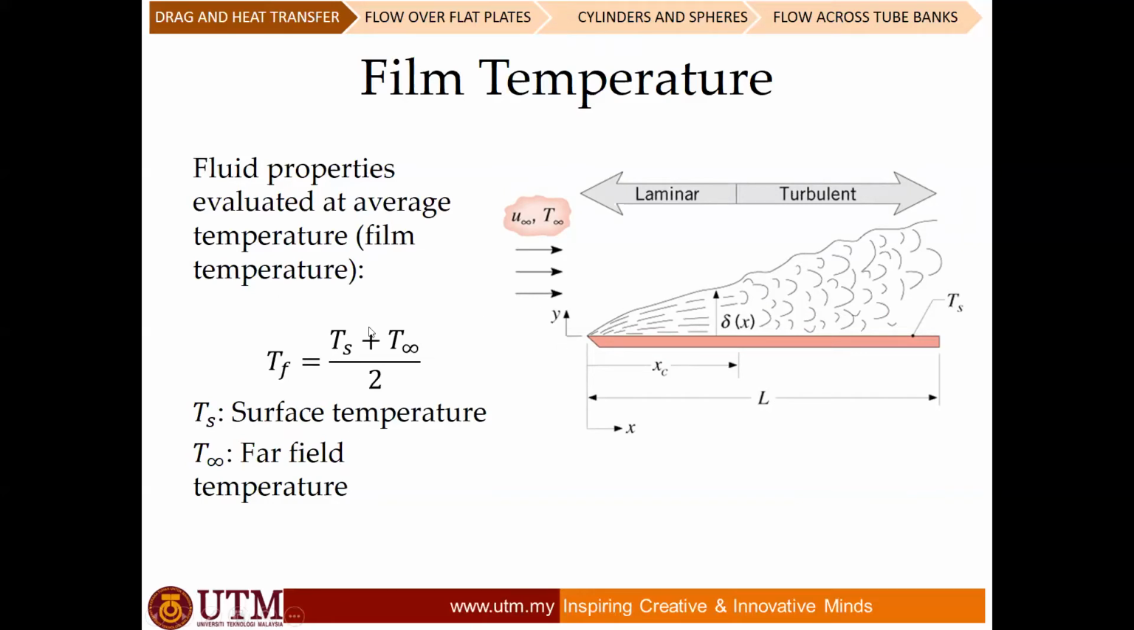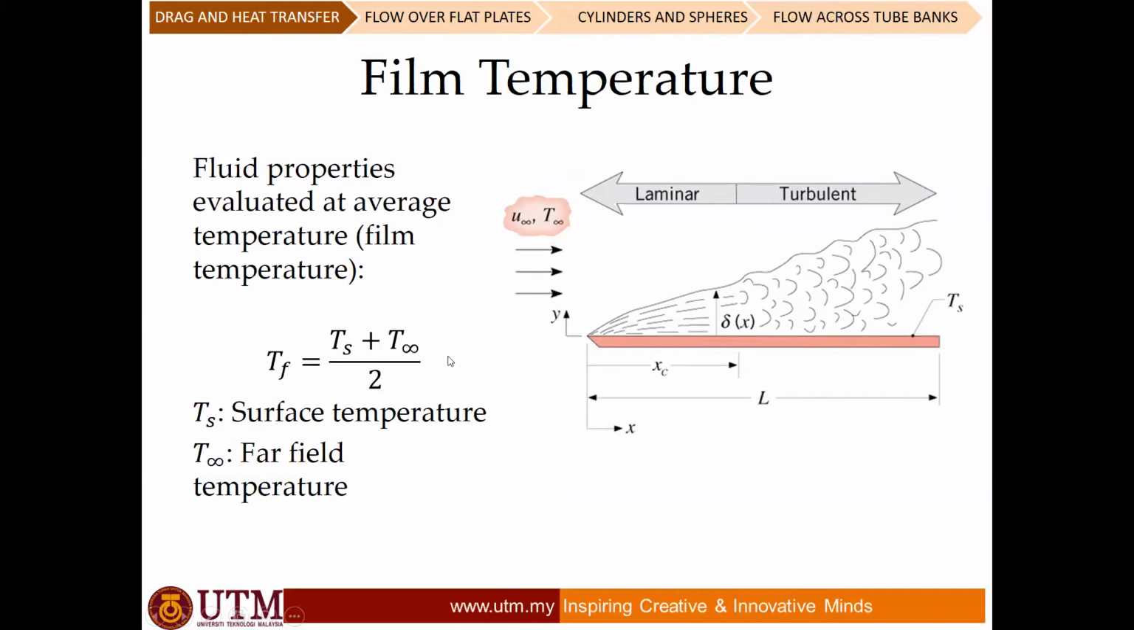So basically, the temperature that you're going to use for determining working fluid parameters is the film temperature. This is the average temperature of the surface. Let's say you have a hot surface and a colder environment. Let's say the surface is 50 degrees and your environment is 25. So 50 plus 25 divided by 2.